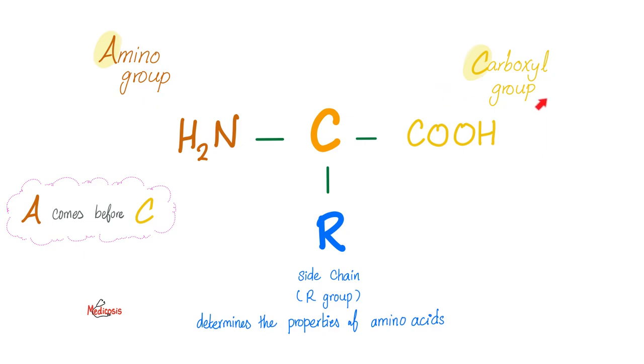Amino group here, carboxyl group here. This is the side chain or the R group. And this is the one that determines the properties of the amino acids. Chemical properties, that is. Does the order matter? Like, should I write the amino here or here? Does it matter? Amino first or carboxyl first? Yes, of course it matters. A comes before C in English, right? Yep, amino group comes before the carboxyl group.